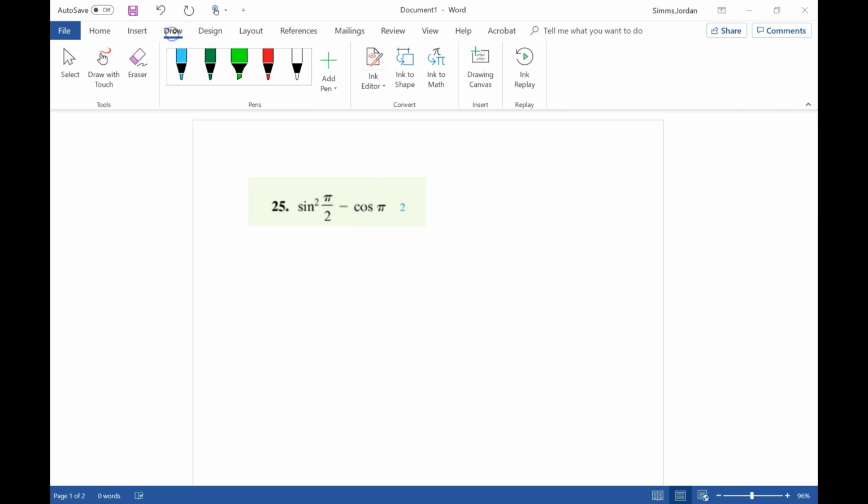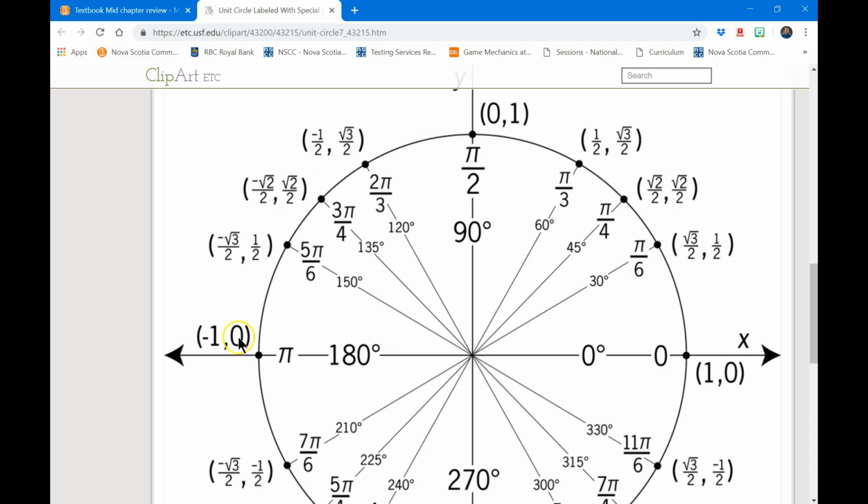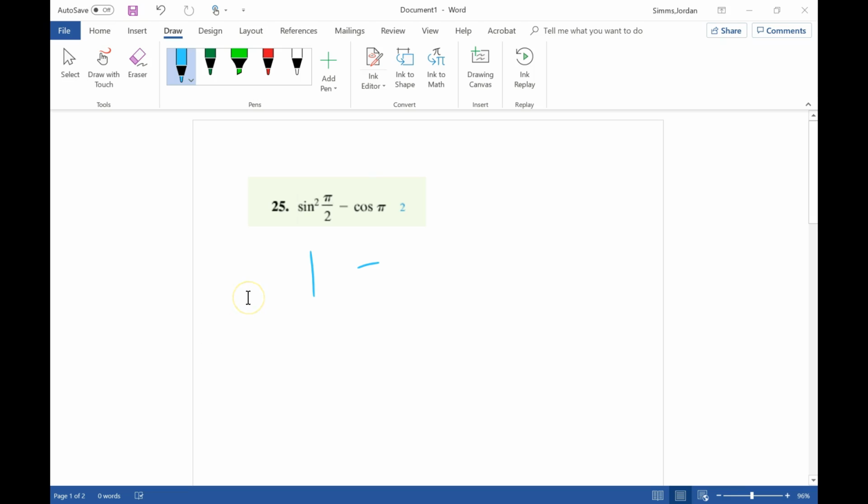If we get a pen going here. So that equals 1, minus the cosine of pi. Now again, let's take a look. Here we are at pi radians. The cosine of pi is the x component, which is negative 1, right? So we have 1 minus 1.